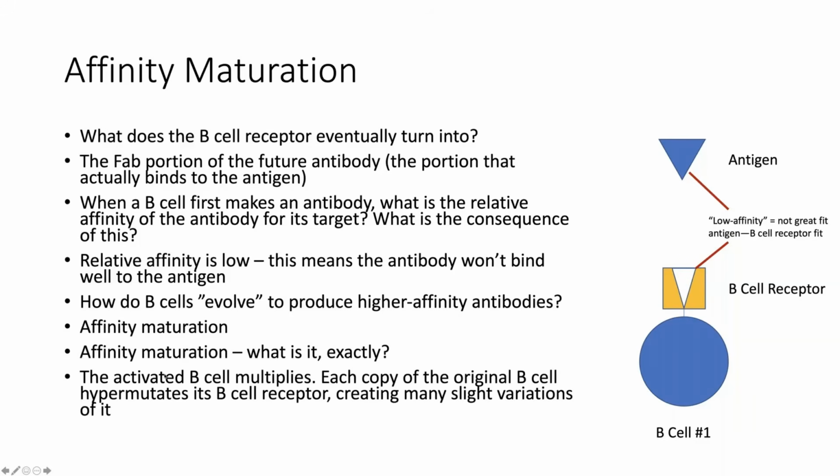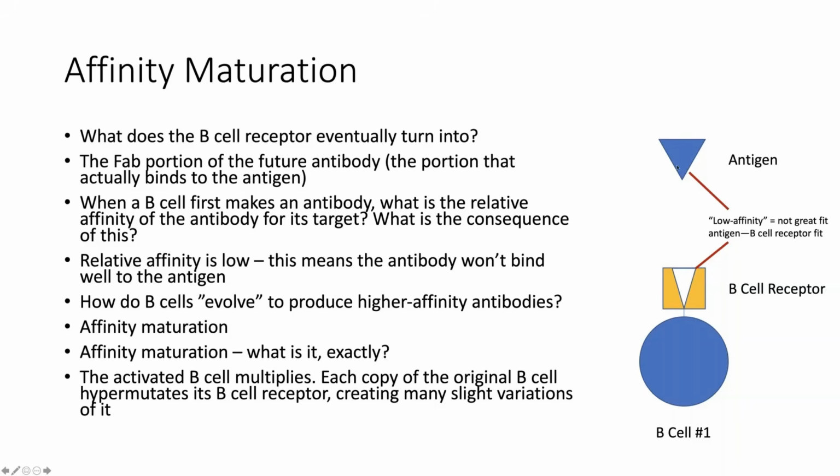The basic idea is that you have an activated B cell that multiplies. So let's say this is B cell number 1. Here's its B cell receptor. This is the antigen that it's trying to bind. This is the pocket. It's going to bind, but not great. You can see this will fit, but it's not a great fit.